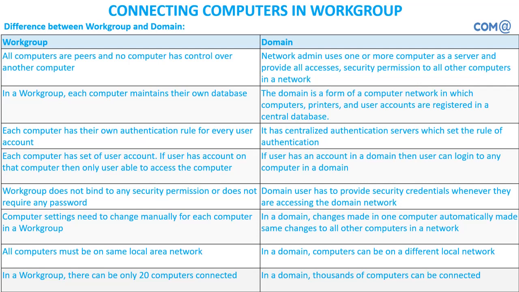We can combine multiple networks if you have them. In a domain, you can have thousands of computers. There is no limit as such. Microsoft mentions that we can even have lakhs and lakhs of computers in a single domain, single forest.